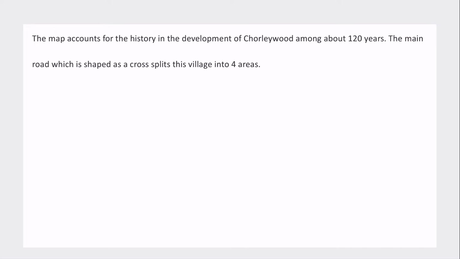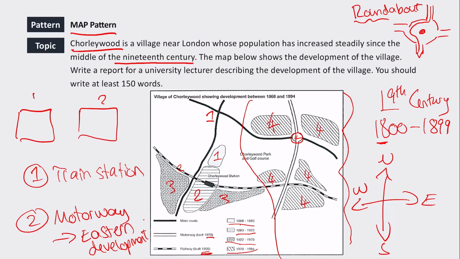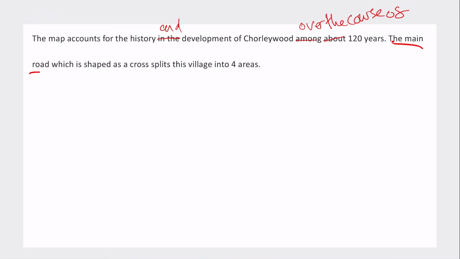The map accounts for the history and development of Chorleywood over about 120 years. I would say over the course of 120 years, because we know it was very specific. The main road, which is shaped like a cross, splits this village into 4 areas. Well, I mean, not really. I would just say the main road, railway, and motorway split this village into 4 sections. Okay, I like that. So there's 4 areas.